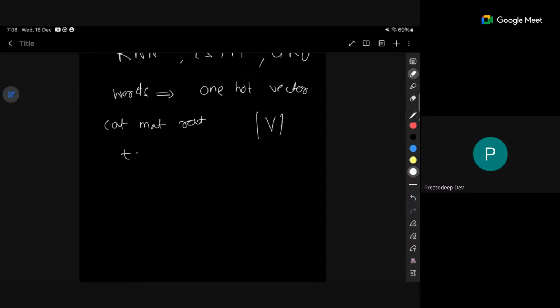Token was never used in the course, but token means you can take it in any way: word, sentence, or even character by character. It depends on how you want to use it, but we'll generally use words in this course. So let's say you want to represent cat, you will represent it like this. Mat, you represent like this. Rat, you represent like this, right?